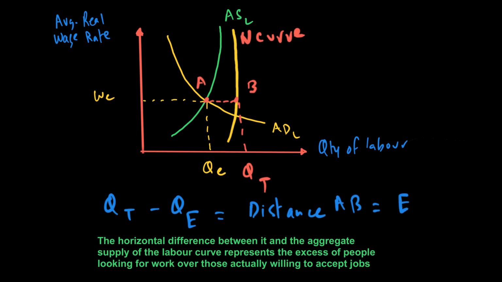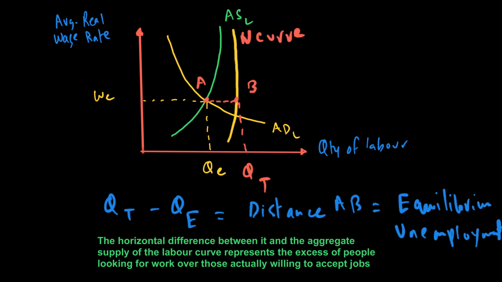So in other words, it's called equilibrium unemployment. I'm going to talk about why this happens in a little while. But this equilibrium unemployment is basically all those people who are willing and able to work but are unable to find work for one reason or the other, while QE are those people who are willing and able to work and are actually working. So that's why this gap is called equilibrium unemployment.